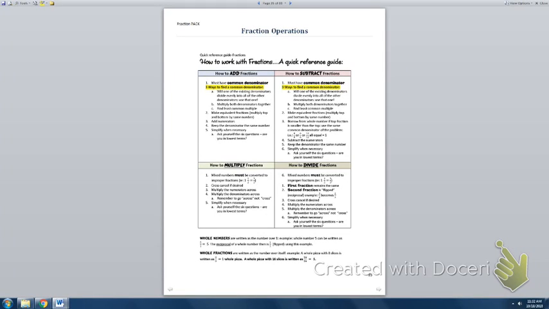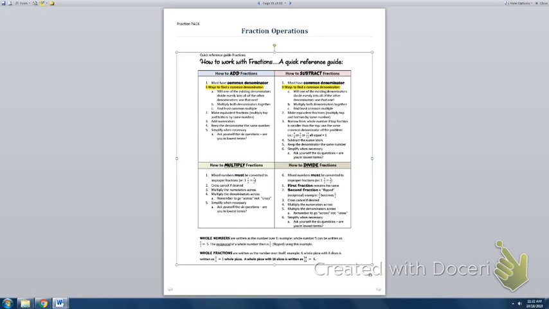Hey everyone, this is a video on adding and subtracting fractions. This is a review video from class. This is the front page of your second pack, and it was a quick reference guide on how to work with fractions. I want to talk about the top two, which is adding and subtracting of fractions.